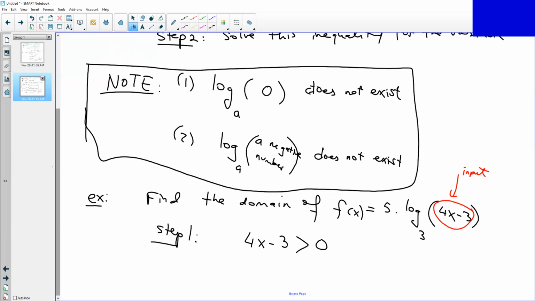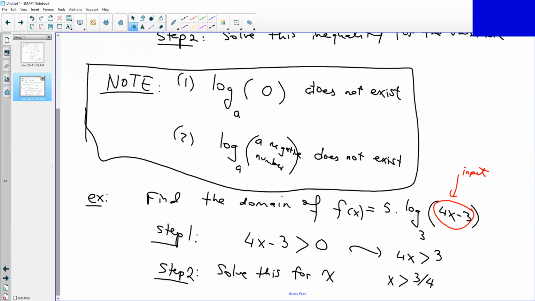Remember I showed you different types of inequality. We had linear inequality, quadratic inequality, rational inequality, right? Each one has steps, but this one is kind of basic now. Linears are always basic, so we can easily solve it. So step 2, solve this for x, which I will have to just add 3 and divide by 4. If you add 3, this will be 4x bigger than 3. If you divide by 4, this will be x bigger than 3 over 4.